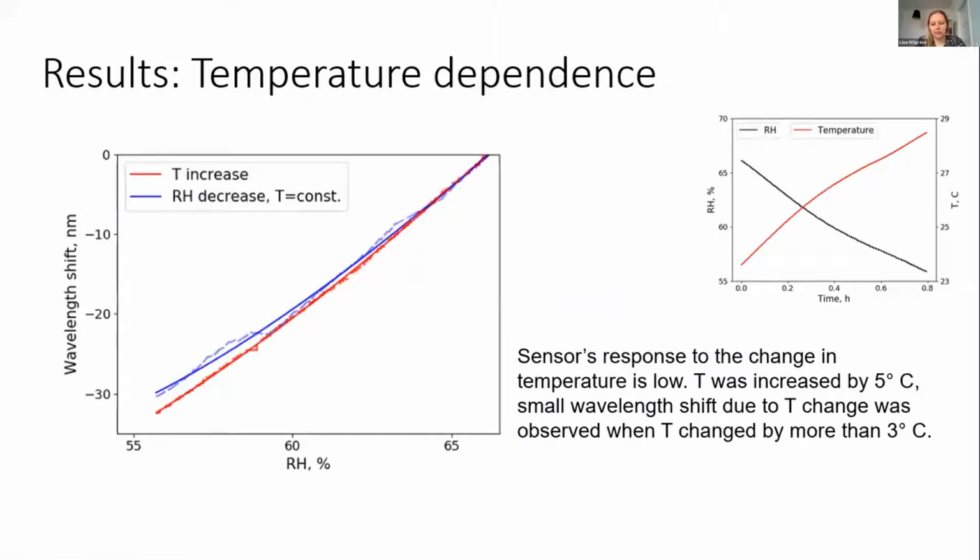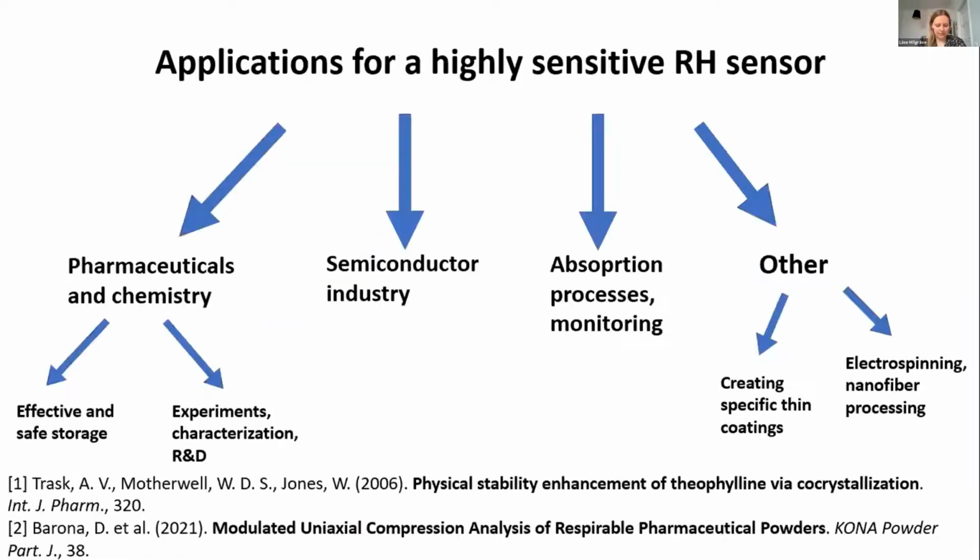We also measured the temperature dependence, as it is a very important parameter, and we concluded that when there are small temperature fluctuations, up to around 3 degrees Celsius, then there is no additional wavelength shift. When the temperature changes more, then we start to notice some difference between these two curves, when the temperature was constant and when the temperature was increased. But small temperature changes don't influence our results, so that's very good.